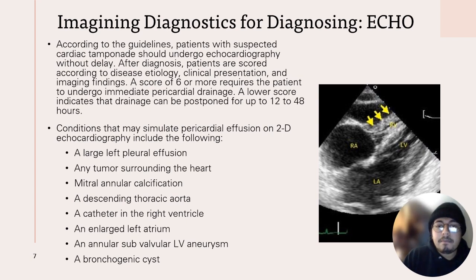So as we touched on before, one of the main things is an echo. Patients with suspected cardiac tamponade should undergo an echo without delay. After diagnosis, patients are scored according to disease etiology, clinical presentation, and imaging findings. A score of 6 or more requires patients to undergo immediate pericardial drainage, or if it's slower than that, usually that can be postponed to see if it works on its own.